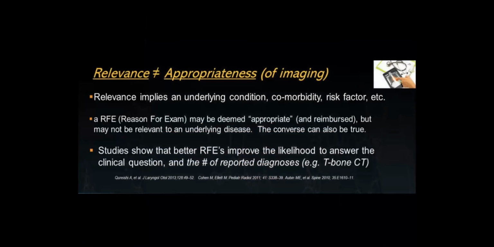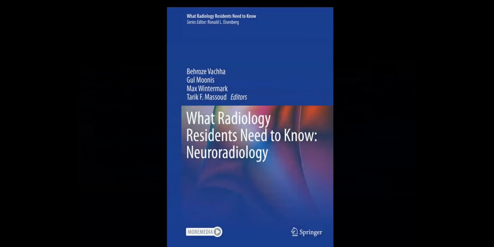Again, people talk about appropriateness versus the relevance of imaging. That's an increasingly understood concept. And again, relevance implies an underlying condition, comorbidity, or risk factor. And so again, I think that that's important to note, because relevance to the condition, when you know there's a physical trauma, I think is important in selecting imaging, and in particular advanced imaging, to better characterize these abnormalities.